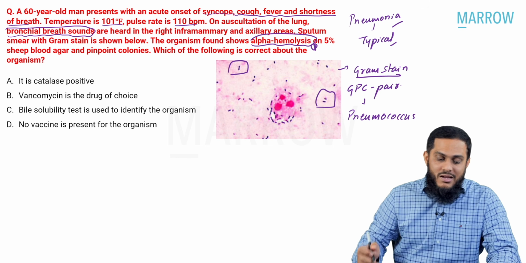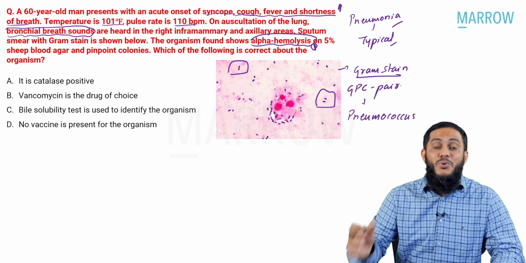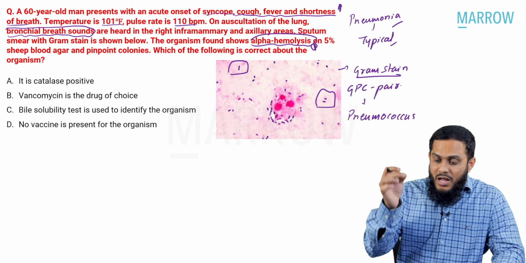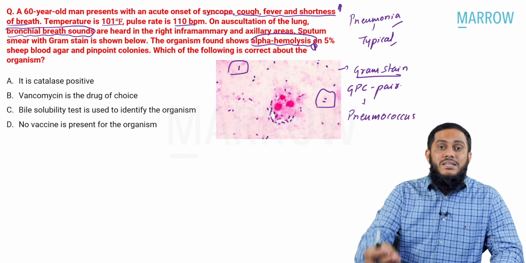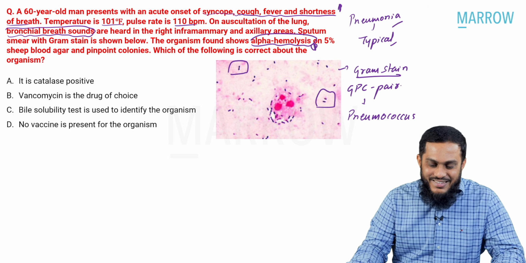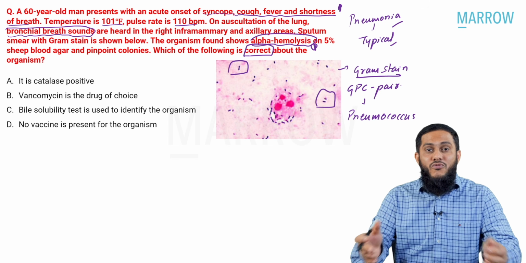Culture picture is given. Clinical picture is given. Clinical picture is telling typical pneumonia, and the most common cause of typical pneumonia is pneumococcus. Microscopy shows gram positive cocci in pairs, that says pneumococcus, right? Alpha hemolysis on blood agar, that says pneumococcus. At least now identify pneumococcus and give me the correct statement. That is what the examiner is asking. Now the examiner is on your foot.